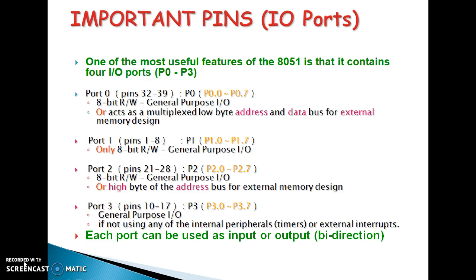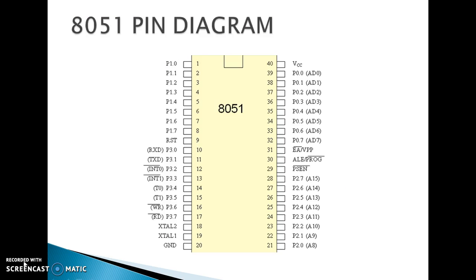And this is the pin diagram of the 8051 microcontroller, which has 40 pins. Pins 1 to 8 are port 1, pins 10 to 17 are port 3, pins 21 to 28 are port 2, and pins 32 to 39 are port 0. The remaining pins are supply, reset and ground.